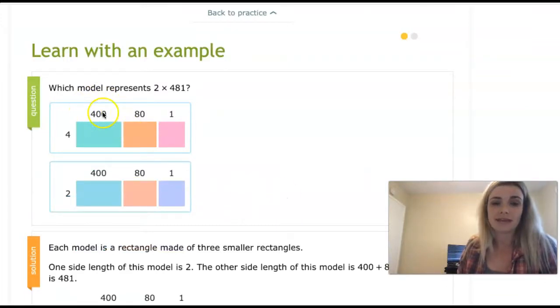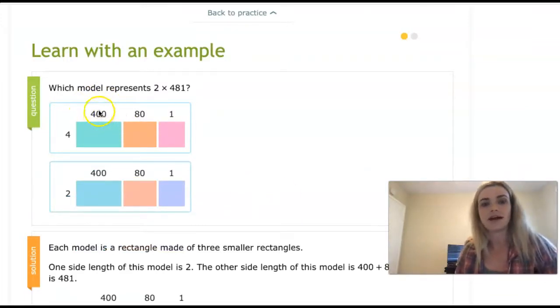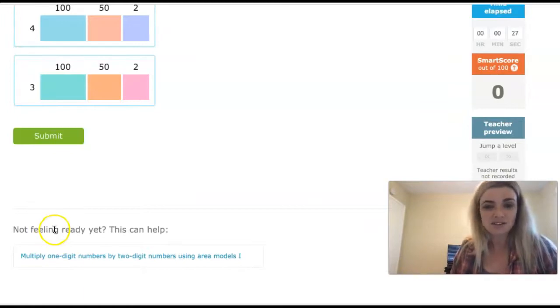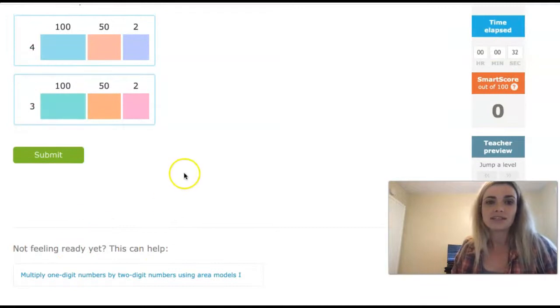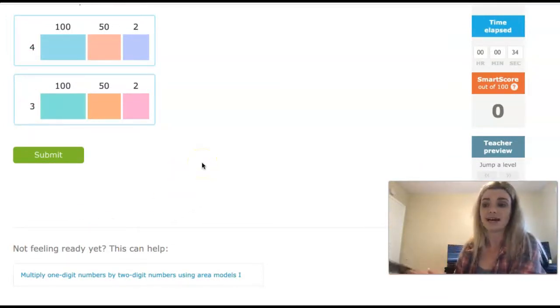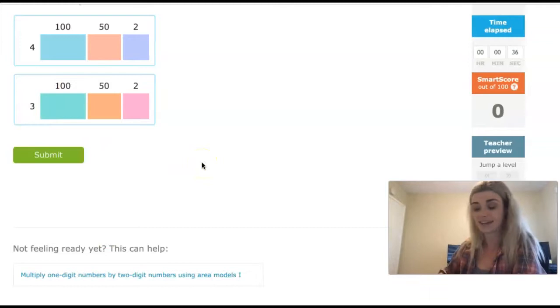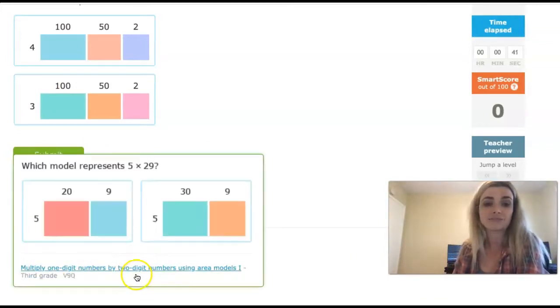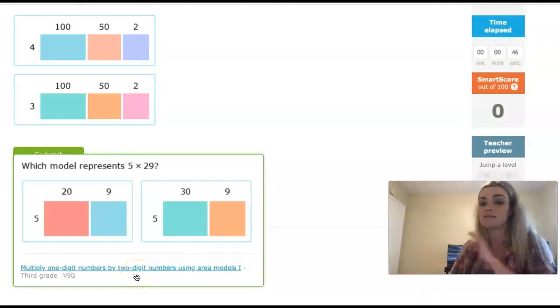And when we multiply here, remember you just add those zeros. So you can cover up those 2 zeros. 4 times 4 is 16, then bring back my 2 zeros, okay? So you have learn with an example right here. And then you can also go down here. It says not feeling ready yet. This can help you. So if you look at this and you're like, Miss Garten, I have no idea how to solve this problem, I don't really understand what it's asking me to do, you can go down here and it says not feeling ready yet. This may help you. It will take you to a different iReady or an IXL lesson, and that's perfectly fine.